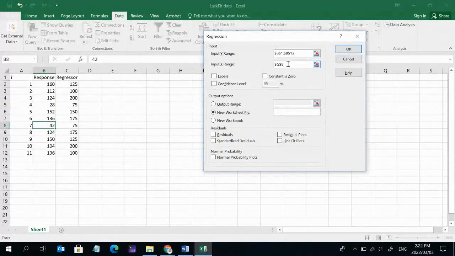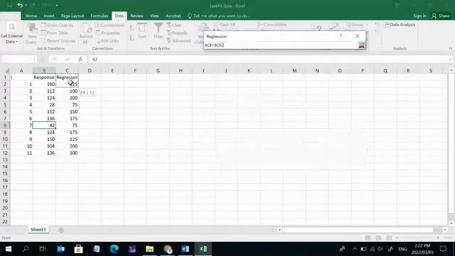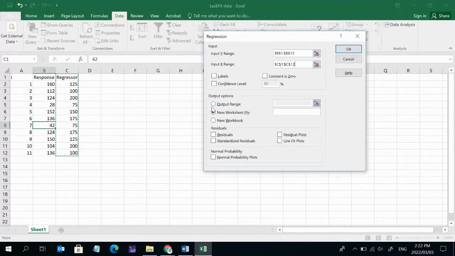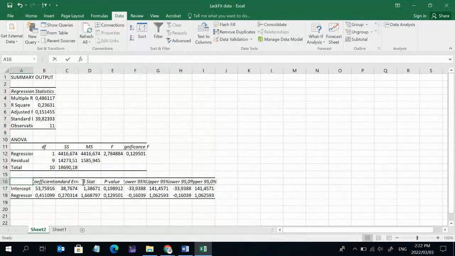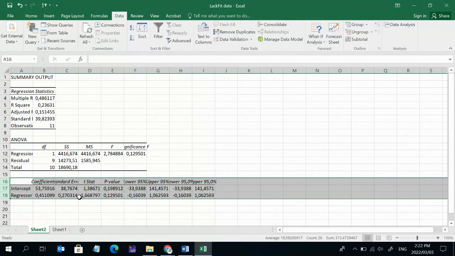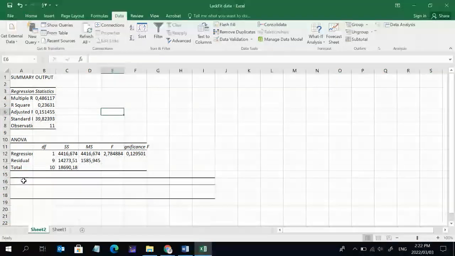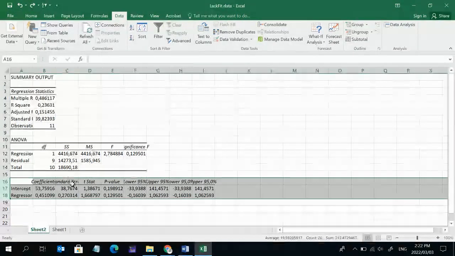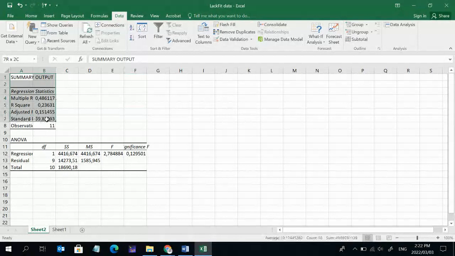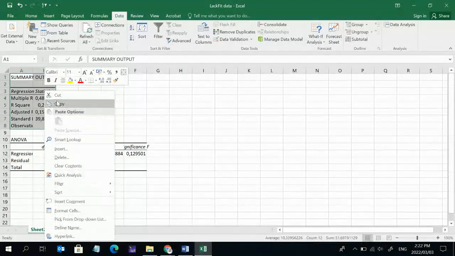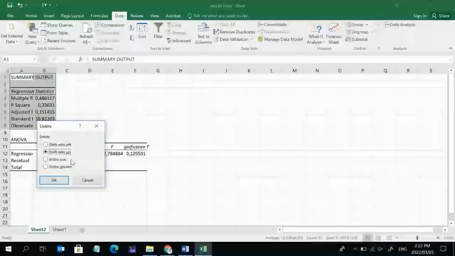Yes, levels. 100 plus 100 is 200. Now here's our ANOVA table. Please guys, mute your mic. I'm going to delete this and leave only the ANOVA table. So I will delete these ones as well and leave the ANOVA table.